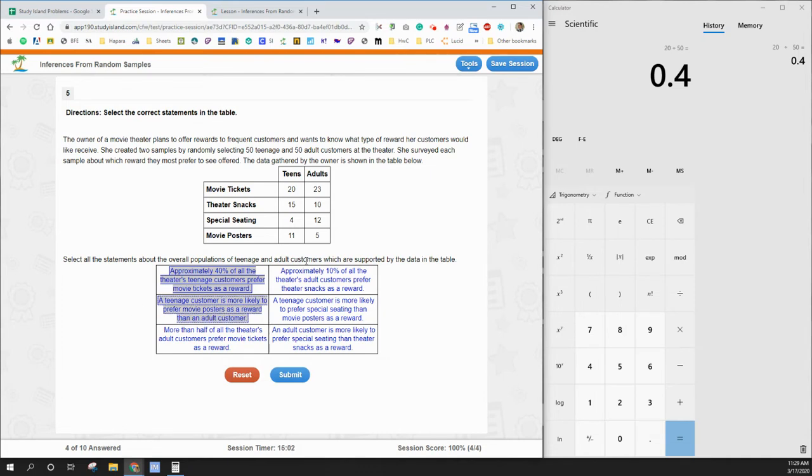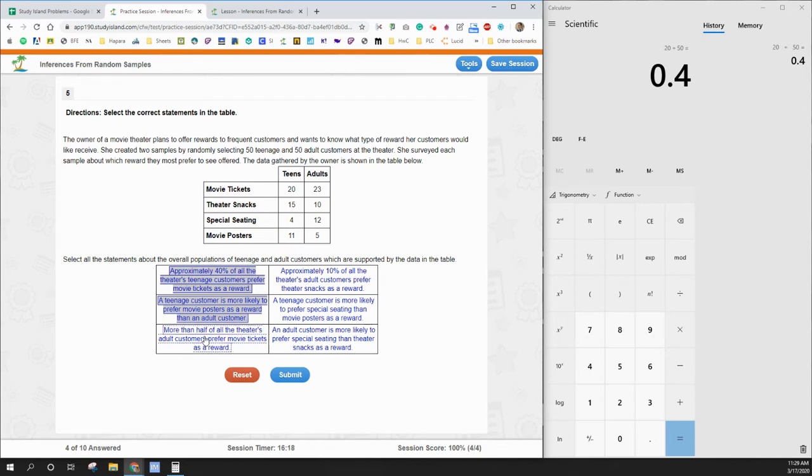Do be careful because sometimes you will get problems where there's not 50 teenagers and 50 adults. Maybe there's more of one than another, and you have to use the percentages. But in this case, because there's 50 teenagers and 50 adults, we can just compare the raw numbers.